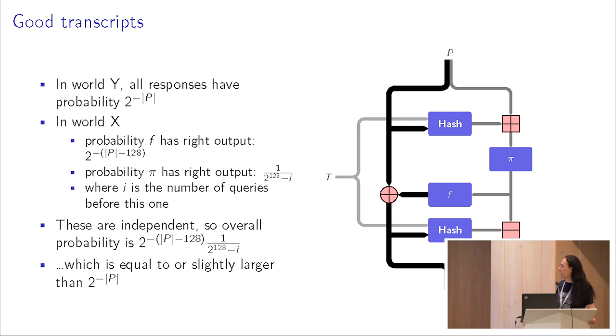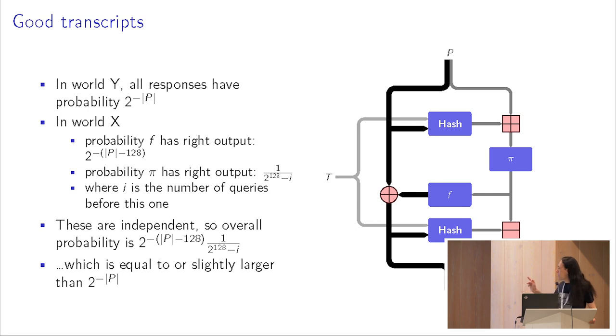In world X, it's almost the same. We'll see a particular response, first of all, if f has exactly the correct output, to XOR into the content on the left-hand side to convert it to the expected content in the ciphertext. The probability of that is 2^-(length of p minus 128). On the right-hand side, pi has to encrypt in just the right way. For the first query, the probability of that is 2^-128. As the queries go on, because this is a good transcript, it's always producing a value that it's never produced before, and it's always guaranteed to produce a value it's never produced before. And so its probability of getting it right goes up by a tiny bit every time. That's 1 over 2^128 minus i, where i is the number of queries before this one.